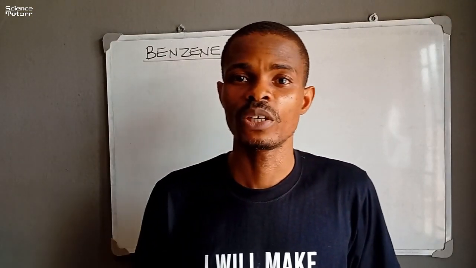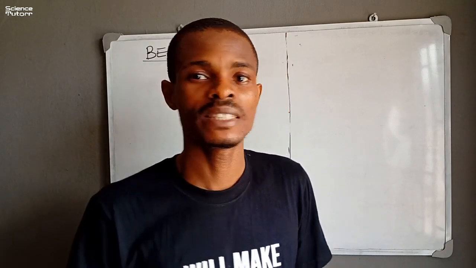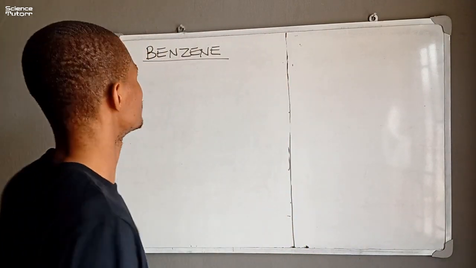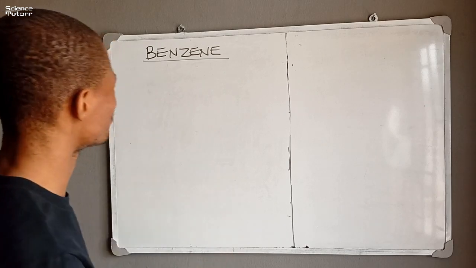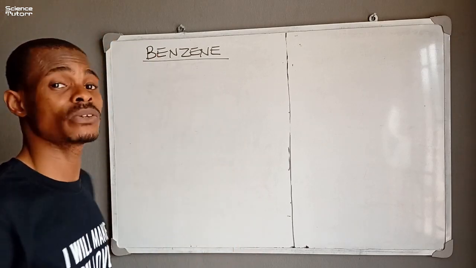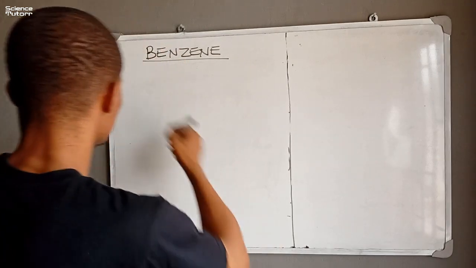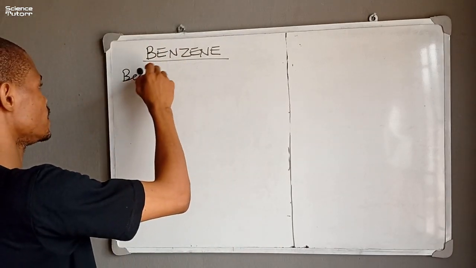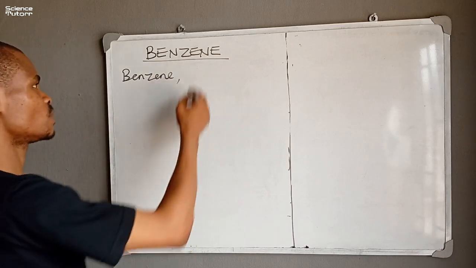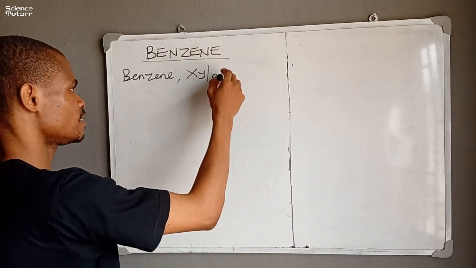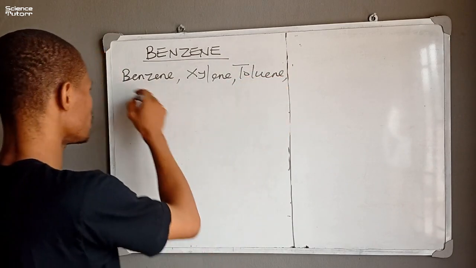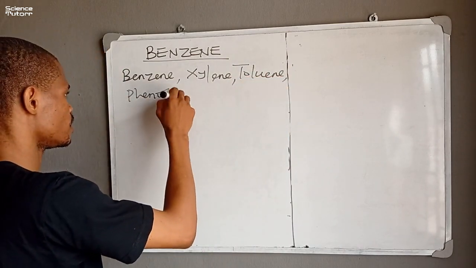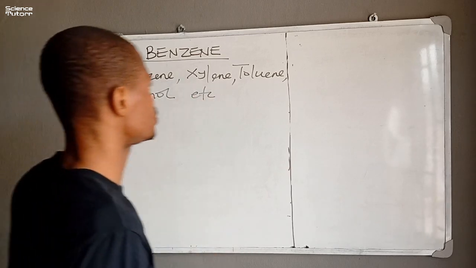In this video we shall be looking at benzene. Benzene is an aromatic compound, an aromatic hydrocarbon that simply consists of benzene and compounds that are related to benzene. So we have the key man, benzene, then compounds related to benzene such as xylene, toluene, phenol, etc. and so many more.